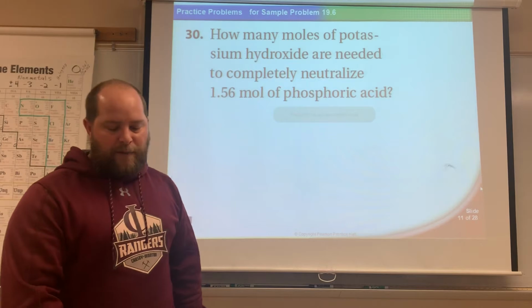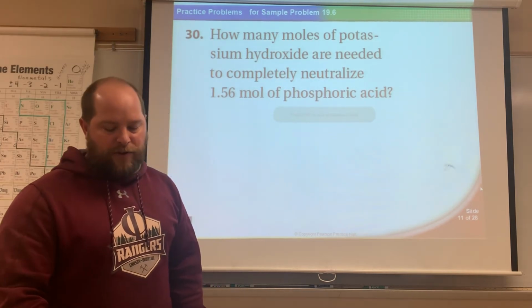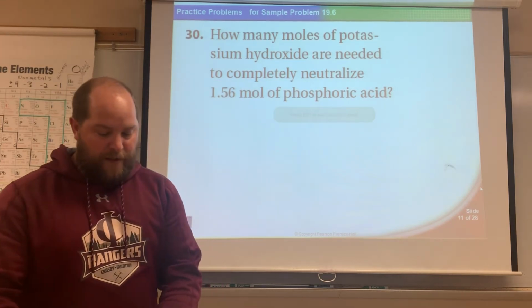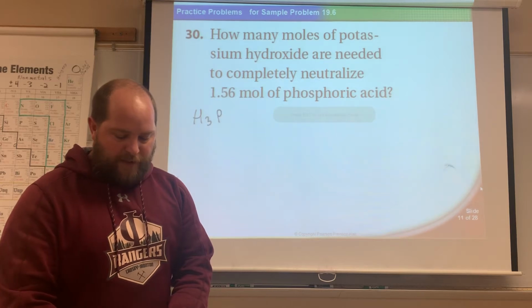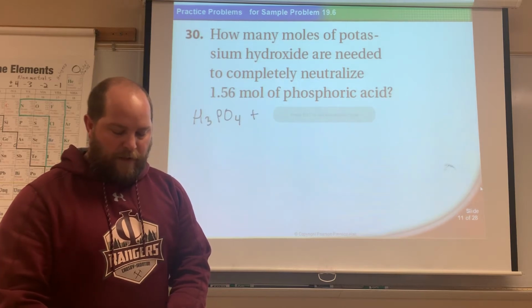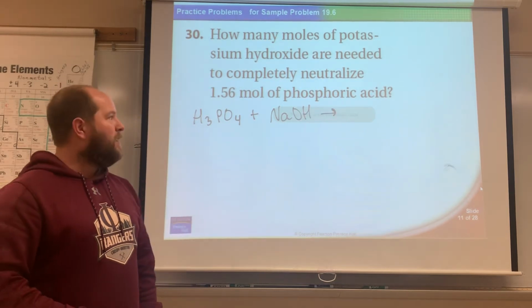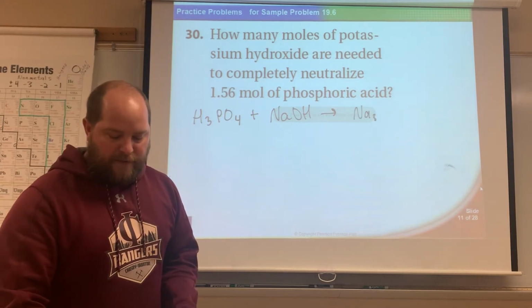This one says, how many moles of potassium hydroxide are needed to completely neutralize 1.56 moles of phosphoric acid? All right, so we have phosphoric acid, H3PO4, plus sodium hydroxide. Again, here's where your naming rules come into play. It's going to produce a salt and water. In this case, it's going to be sodium phosphate and water.